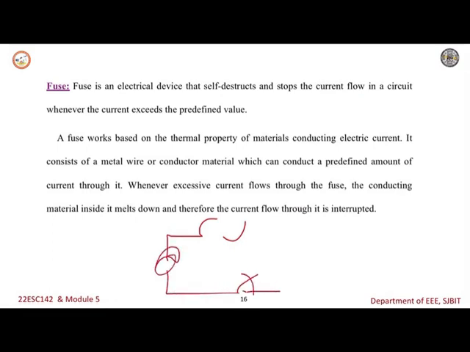When it opens like this, there will be an open circuit, so it will stop the overcurrent from flowing. It works based on the thermal property of the conducting material. It consists of a metal wire or conductor material which can conduct a predefined amount of current. Whatever rating they have chosen, it can only allow that amount of current to flow. Whenever excess current flows through the fuse, the conducting material inside will melt down and the current will be interrupted. So this is how the fuse works.